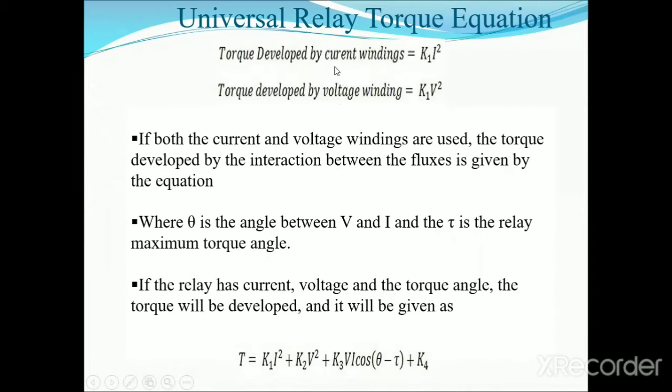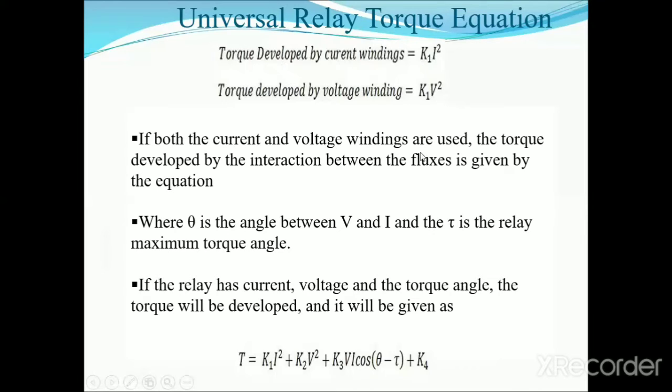Next, we have the voltage winding. When current flows through the voltage winding also, the torque developed in the voltage winding is directly proportional to K1 V square. The torque developed by the current winding is K1 I square, and the torque developed by the voltage winding is K1 V square.